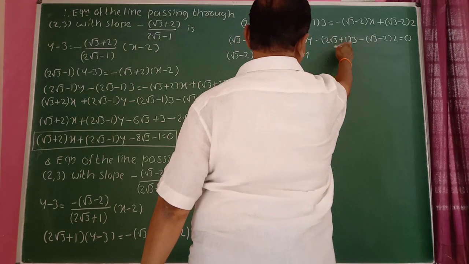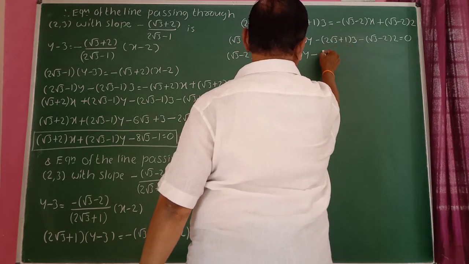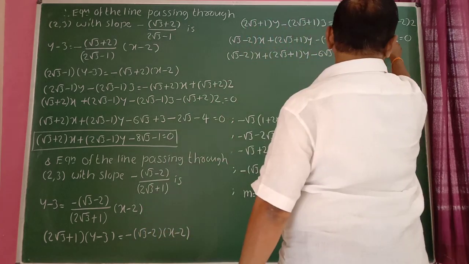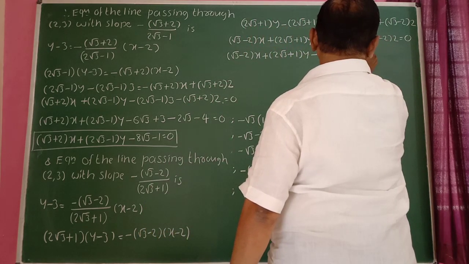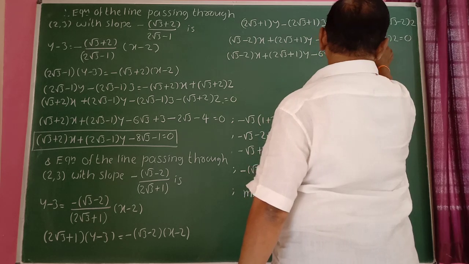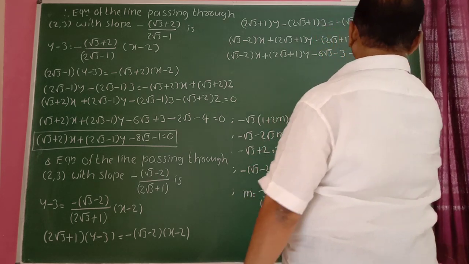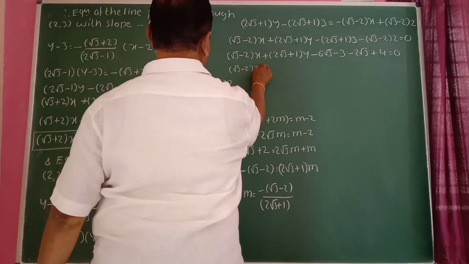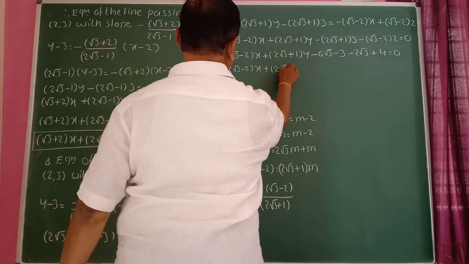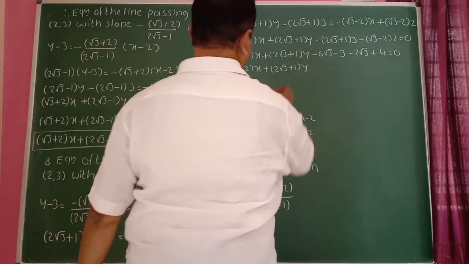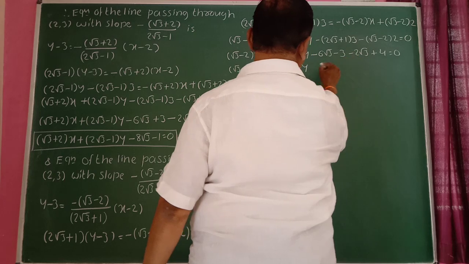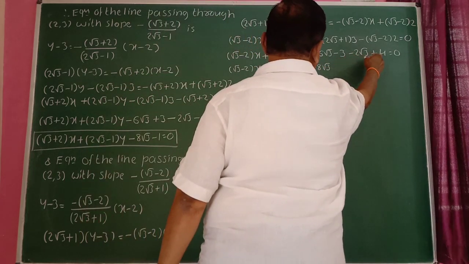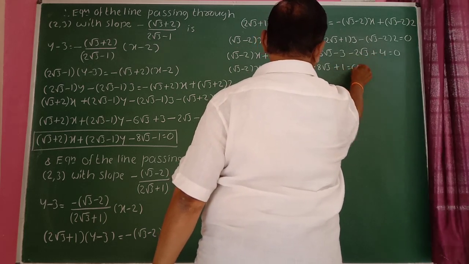Take minus and 3 inside the bracket. Minus 3 2s are 6, 6 root 3 minus of 3, minus 2 root 3 into root 3 into 2, minus of 2 root 3, minus into minus plus, 2 2s are 4 is equal to 0. Yes, (root 3 minus 2) into x plus (2 root 3 plus 1) into y minus 6 root 3 minus 2 root 3 minus of 8 root 3, and minus 3 plus 4 gives plus 1 is equal to 0.